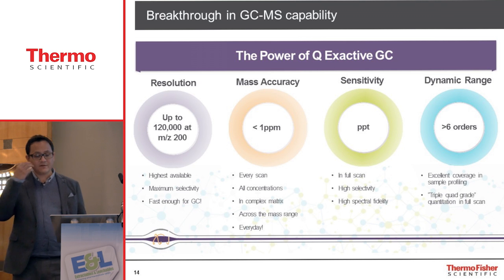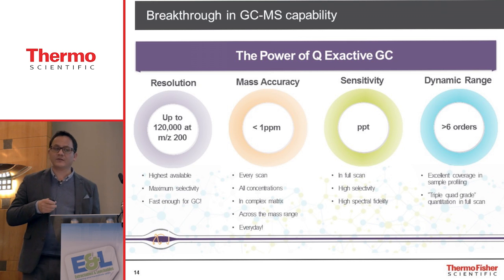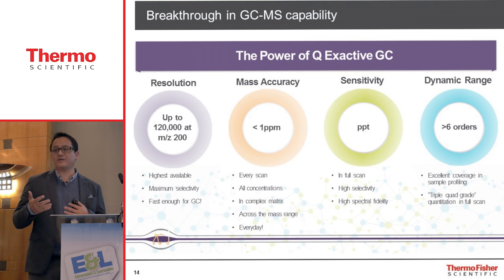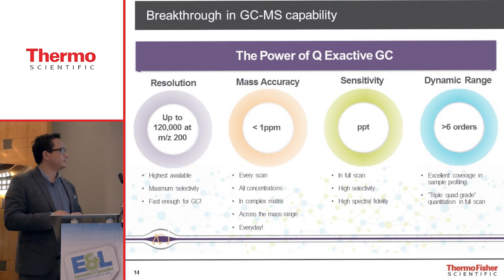So what does the system give you? As I mentioned, it's 120,000 resolution, which seems an obscene number. But that kind of resolution allows you to really clean up spectra. You can deconvolve spectra and have a very clean spectra without any background ions. That means your library search is more effective, and you get higher quality identifications.